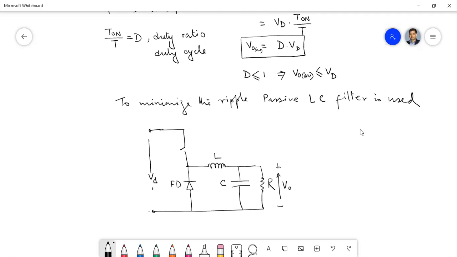So here we have the input voltage VD. So this is the low pass filter. FD is the freewheeling diode, which is used to dissipate the energy of this inductor at the off state. So have you understood how this LC is acting as a low pass filter? Or should I explain it?